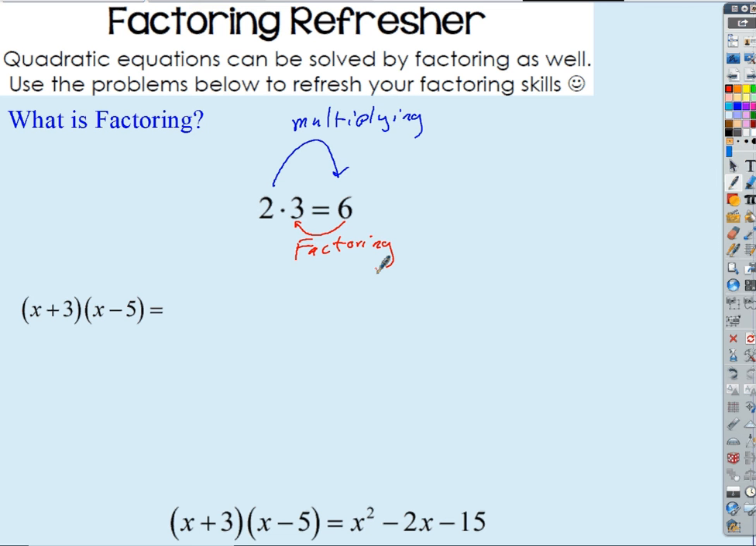So the goal for today, obviously, is not just to deal with numbers, it's to deal with algebraic stuff. So we have some variables in there. Let's look at another simple example. Let's start by multiplying, and then we'll talk about how we could reverse that process and factor. So what if I want to multiply x plus 3 times x minus 5?